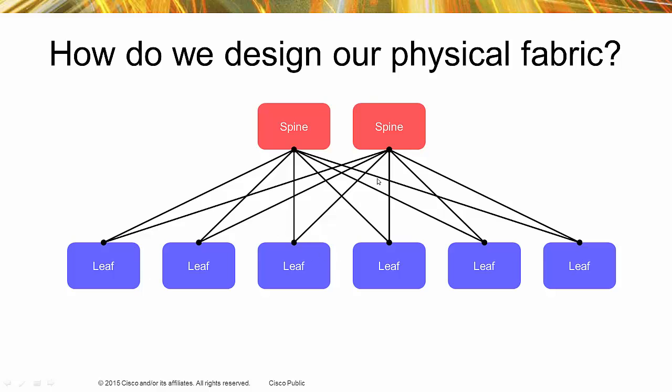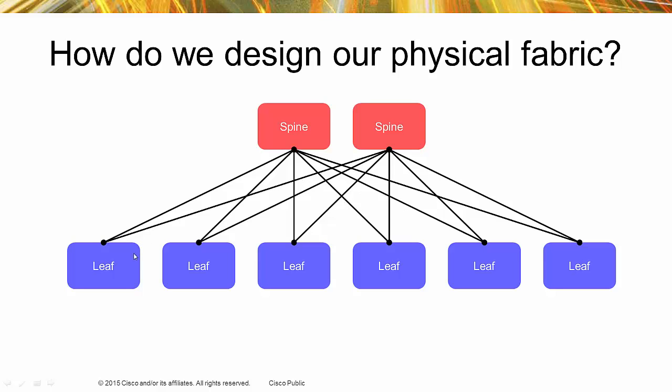And if you see one thing in particular in this diagram, each leaf is connected to each spine or vice versa. So this leaf has 2 connections. One goes to this spine and this goes to the other spine, and the same thing here. It needs to be fully meshed.